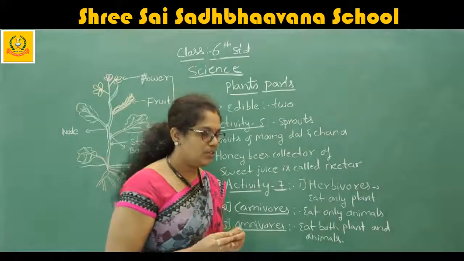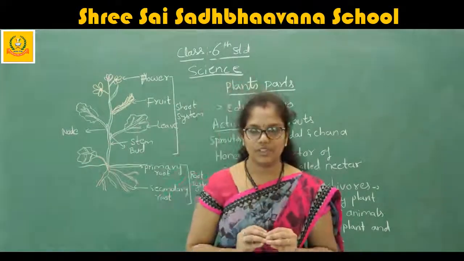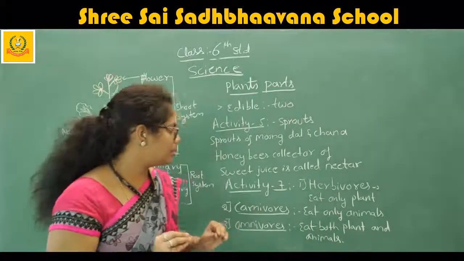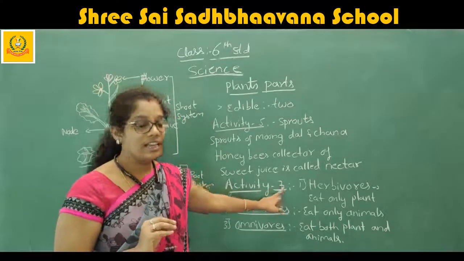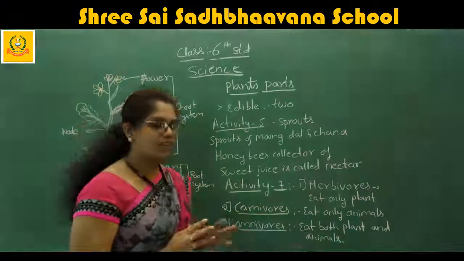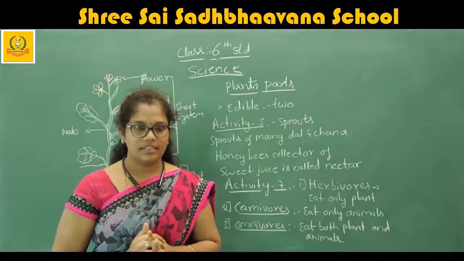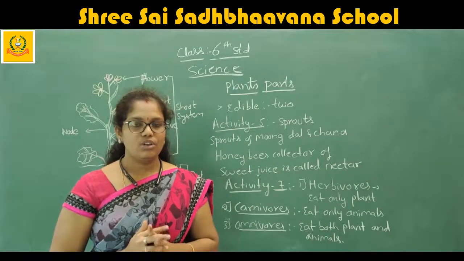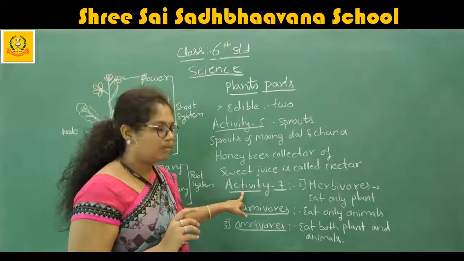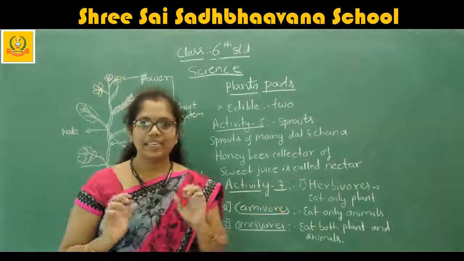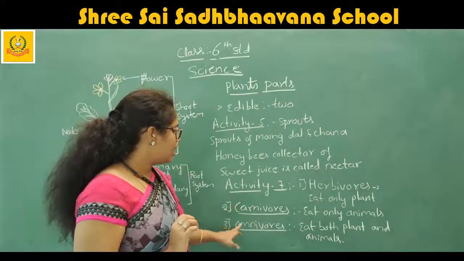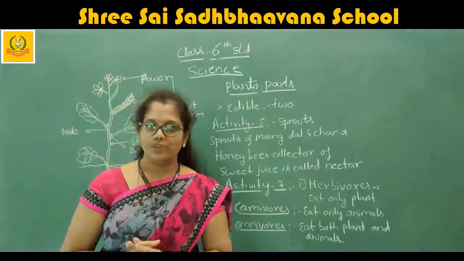Now I am going to give one assignment to you. You want to write 10 animals for herbivorous, 10 animals for carnivorous and 10 animals for omnivorous. Understood? You are going to write this assignment for the activity.